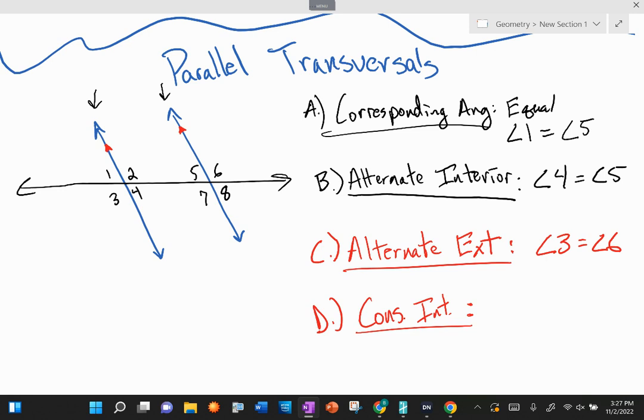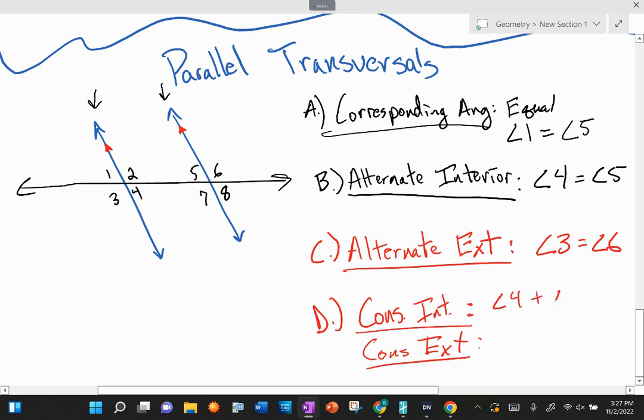Yeah, one's acute and one's obtuse, right? Now, what do we know about angles that are? Combined, they both equal 180. I like where your head's at. Yes. So, consecutive interior as well as consecutive exterior will be added together to equal 180. So angle 4 plus angle 7 equals 180. Those are consecutive interiors. And then we could say that angle 3 and angle 8 equal 180.